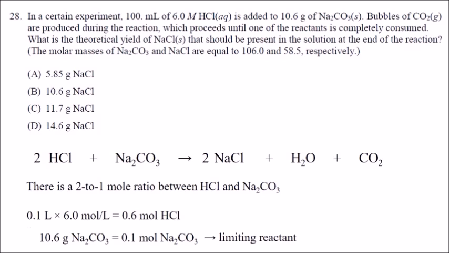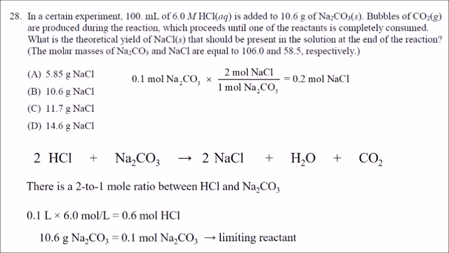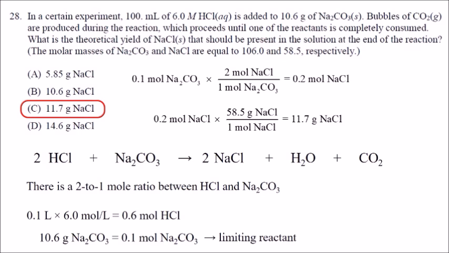What is the theoretical yield of sodium chloride? Well, it starts with 0.1 moles of sodium carbonate. That would produce 0.2 moles of sodium chloride. Since they want the answer in grams, we're going to take 0.2 moles of sodium chloride and multiply by 58.5. That's fairly easy mental math. 58.5 times 2 is 117. So 58.5 times 0.2 is 11.7. Correct answer is C.